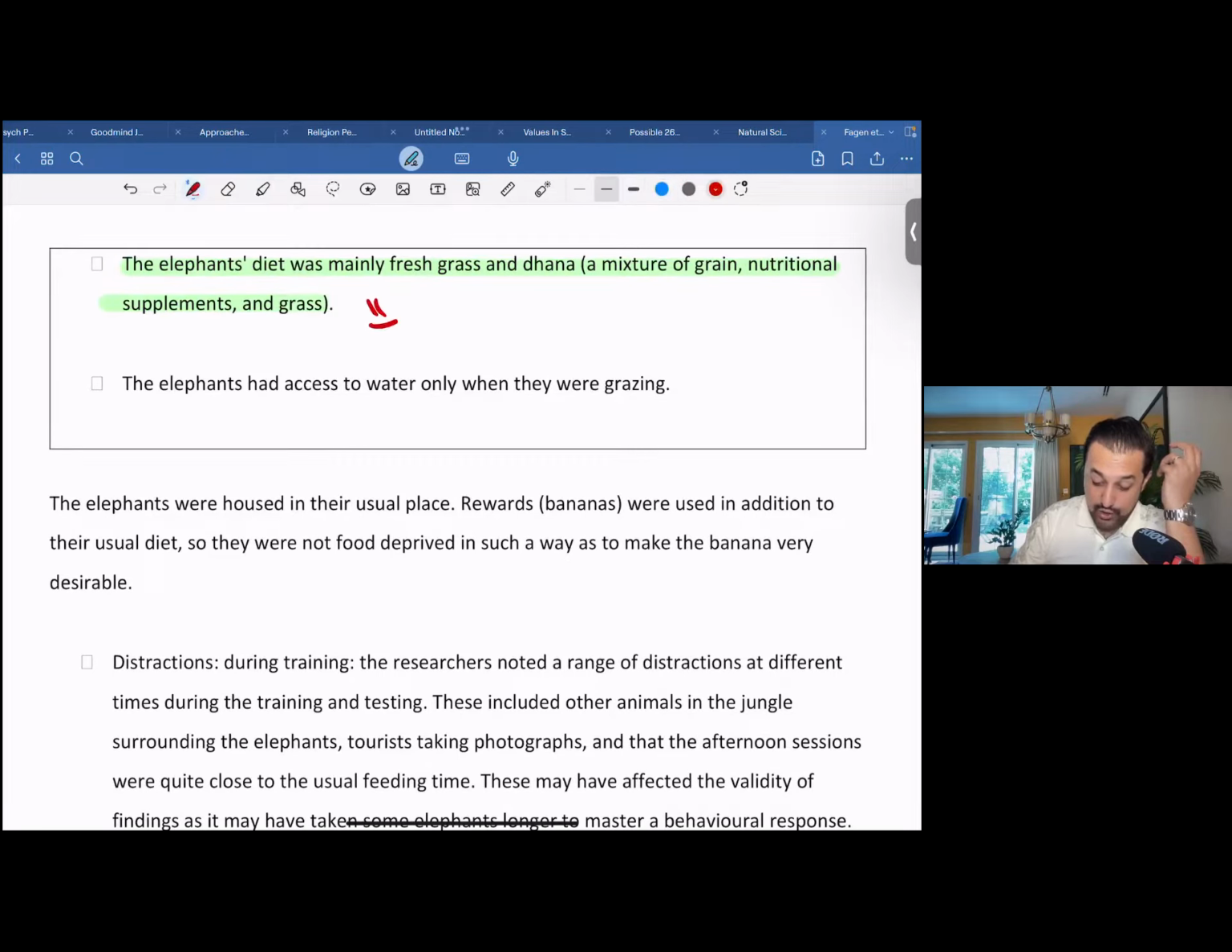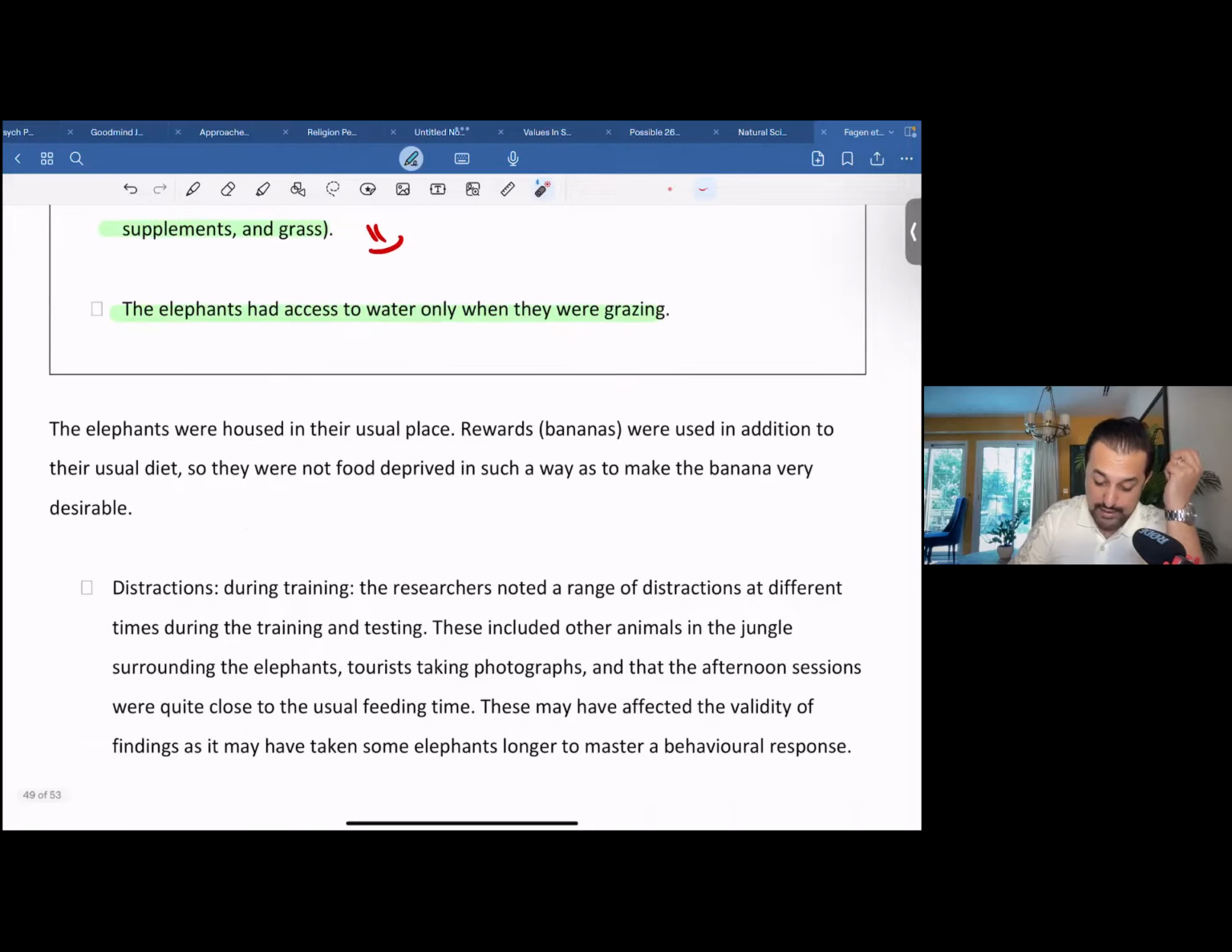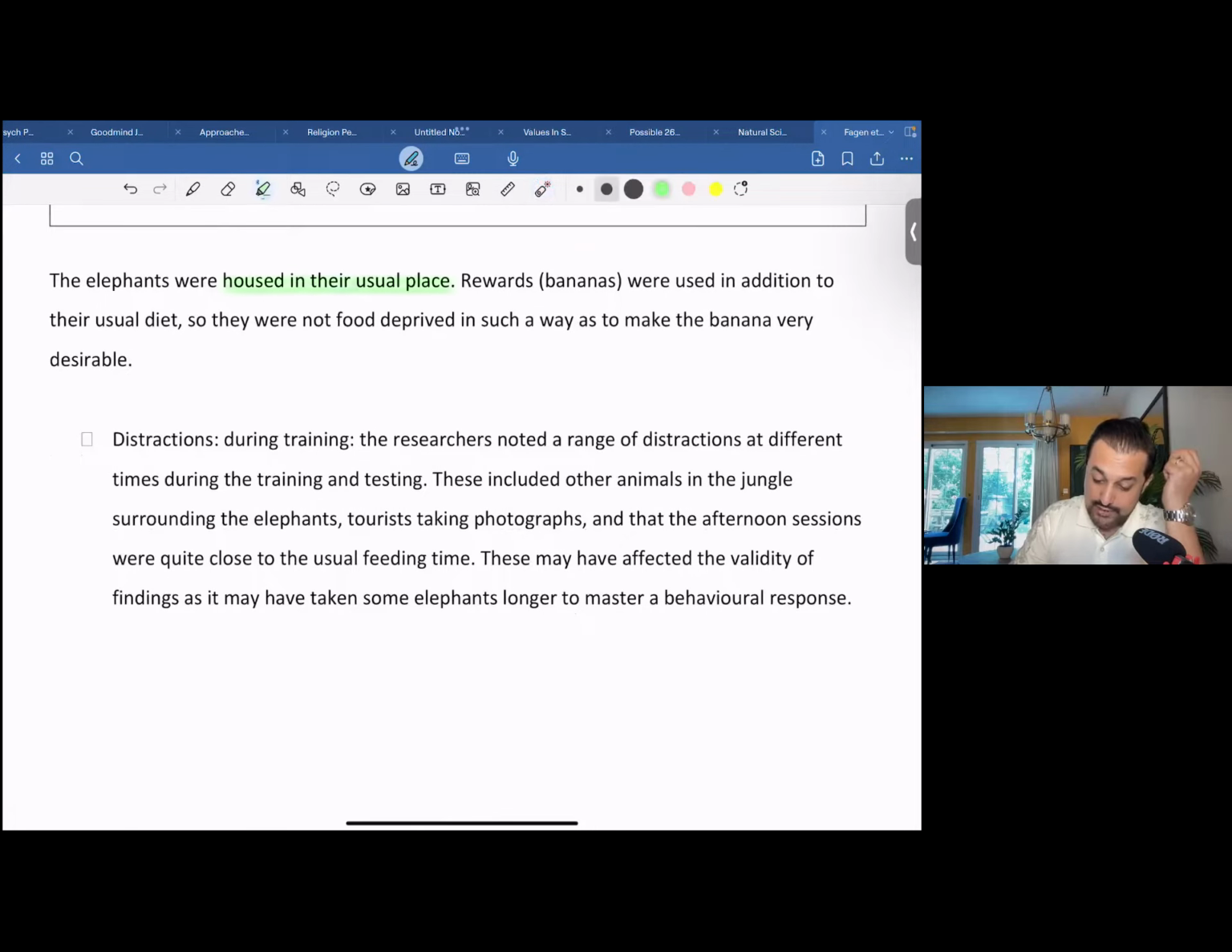The elephants had access to water, but this was only when they were grazing and not when they were indoors. The elephants were housed in their usual place. Rewards such as bananas were used in addition to the usual diet, so they were not food deprived in such a way as to make the bananas very desirable. Distractions, yes, there were distractions. This could be a flaw.